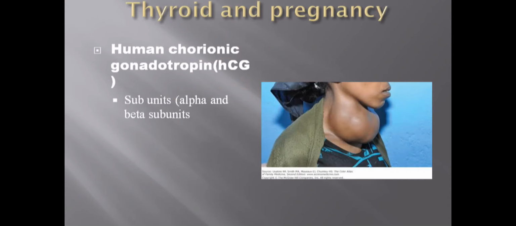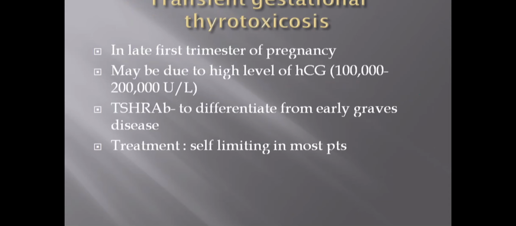Before we discuss hyperthyroidism in pregnancy, we have to discuss human chorionic gonadotropin, or HCG, a glycoprotein hormone having both alpha and beta subunits. The alpha subunits are commonly found in all glycoprotein hormones like luteinizing hormone, follicle stimulating hormone, and thyroid stimulating hormone. And the beta subunits are clinically very important because they have specificity for their biological function. Then we'll discuss transient gestational thyrotoxicosis.